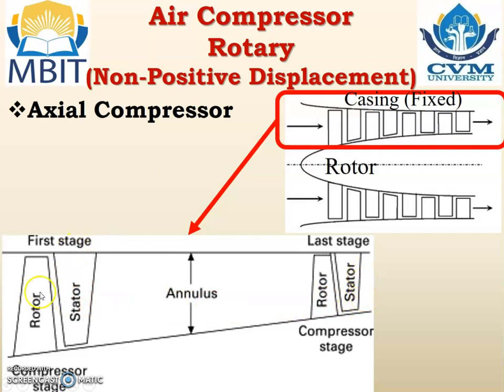On the rotor, the rotating vanes or the moving vanes are connected, which is known as the rotor, and on the casing, the fixed vanes, that is the stator, are connected. And the one unit of rotor and stator is known as the one stage. And there can be a number of stages in the axial flow compressors.